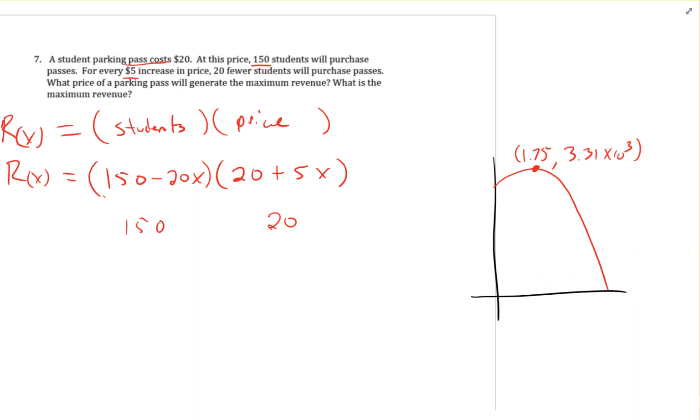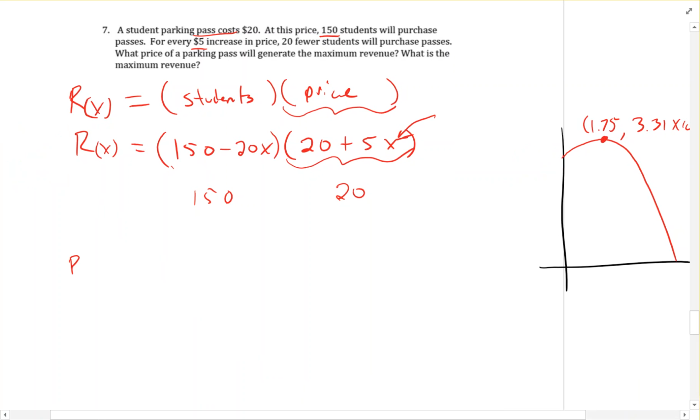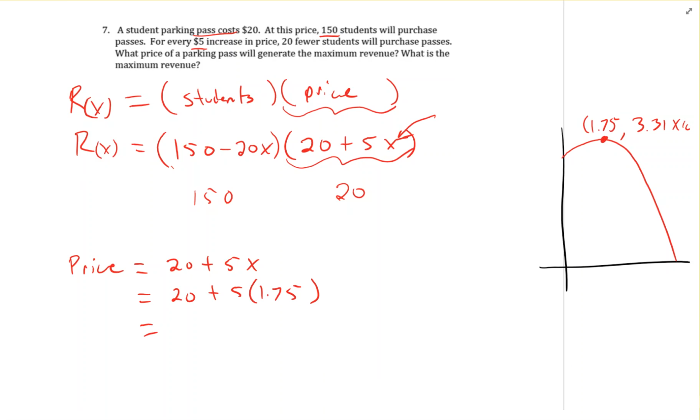Okay, so I kind of sketched it out a little bit there with the vertex. It says what price of a parking pass will generate the maximum revenue. So we're looking for this again, right? This part of it. And we just have to fill in our X value of 1.75. So price is going to be 20 plus 5x. That's going to be 20 plus 5 times 1.75. So we should charge $28.75.